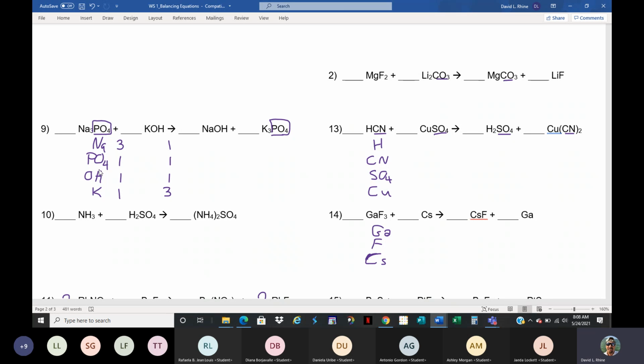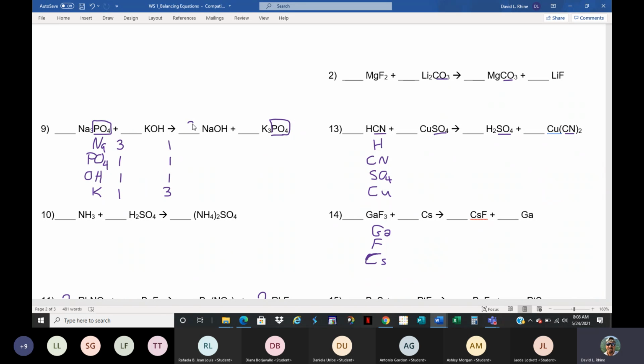This is a pretty easy one. If you keep these as polyatomic ions instead of separate atoms or elements, it makes it a lot easier. All right. So just simply go through, start with the first one.